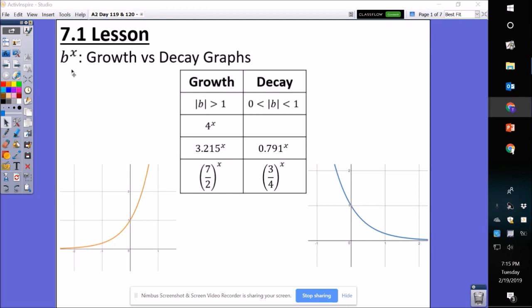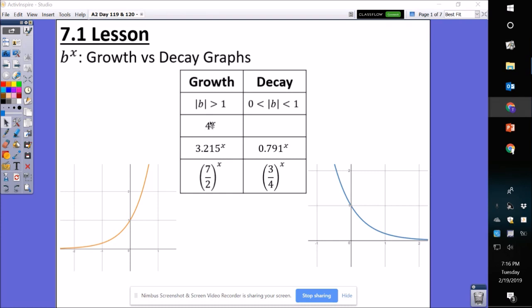Now, when we're dealing with exponential functions, it's usually in the form of b to the power of x, where b represents the base. Now, if the absolute value of the base is greater than 1, then the orange graph, as you see at the bottom left, is an example of a growth function. And here are 3 examples where the absolute value of our base is greater than 1.